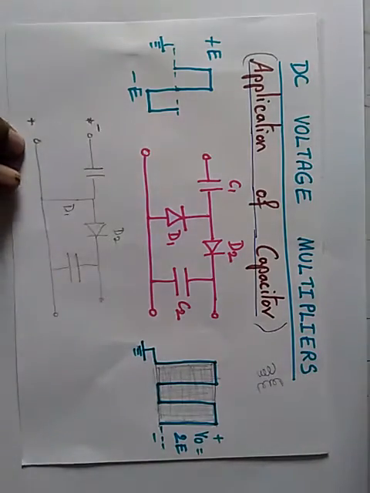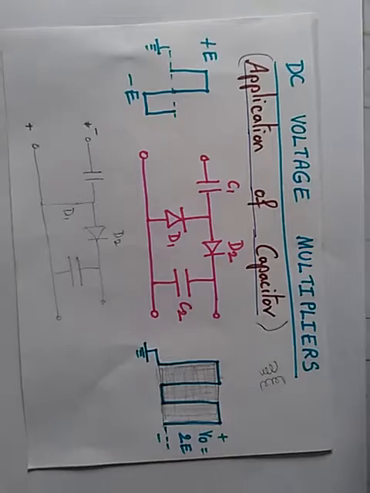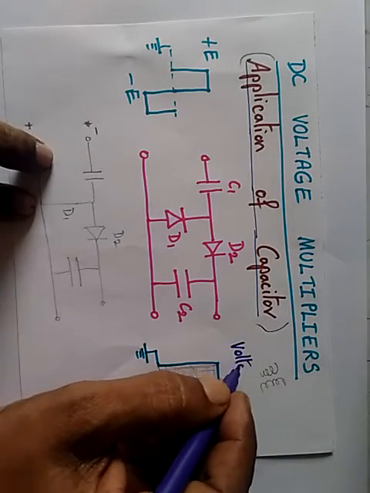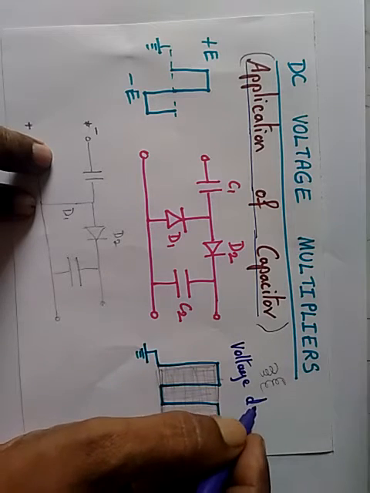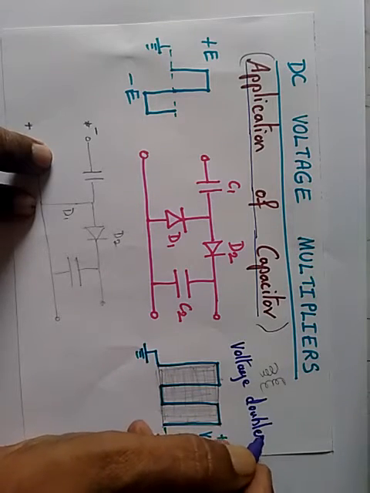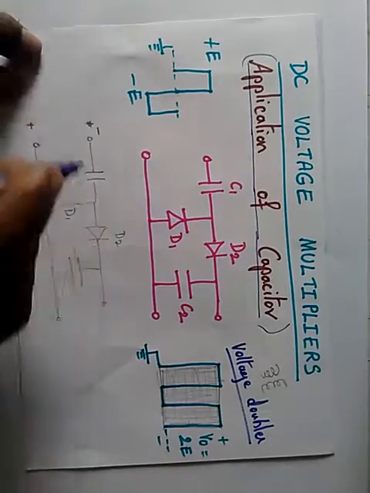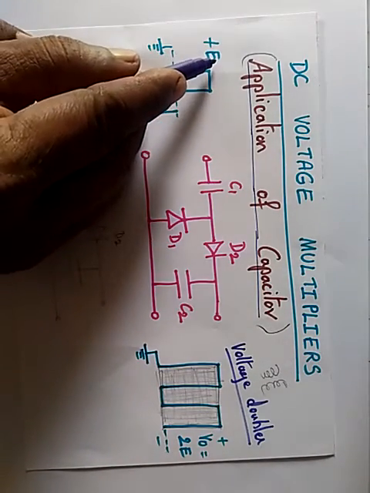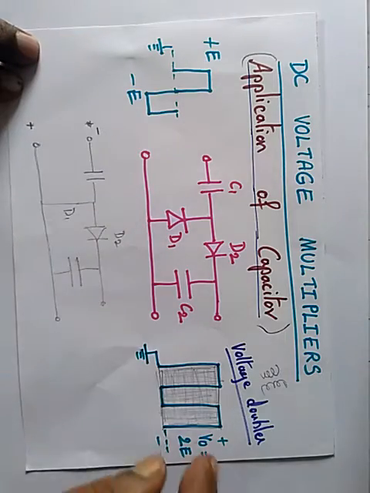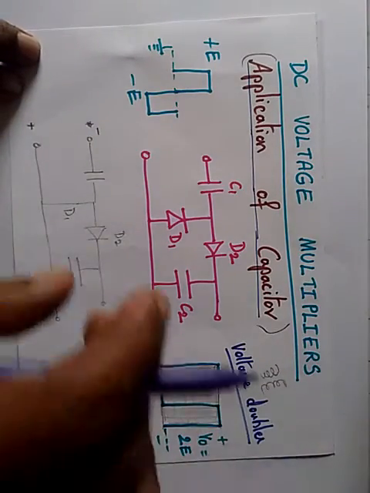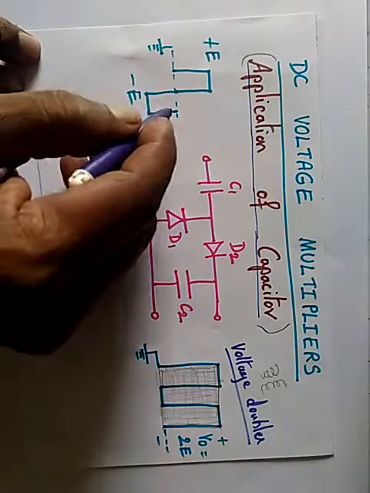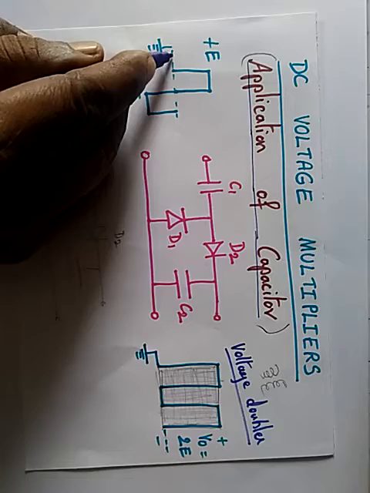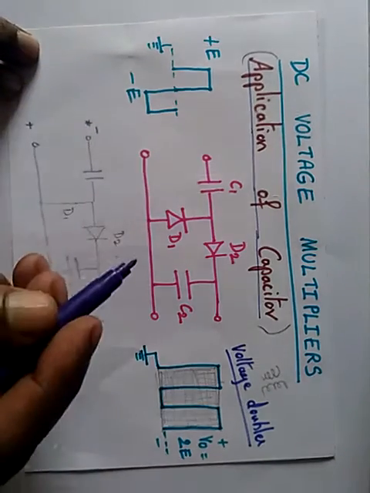This is basically a voltage doubler circuit. That means you are giving an input signal, a square waveform plus E. Plus E means if this is going to be 10 volts, here you will get 20 volts. Instead of using a sine wave, I am using a square wave. This point is grounded. So with respect to ground, this is plus E, this is minus E.